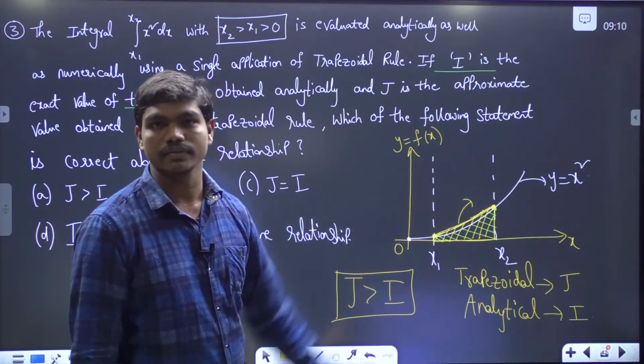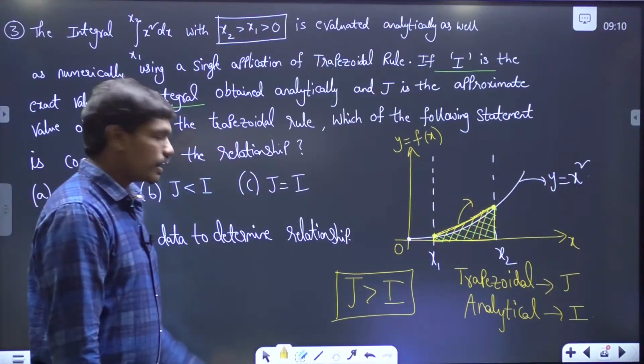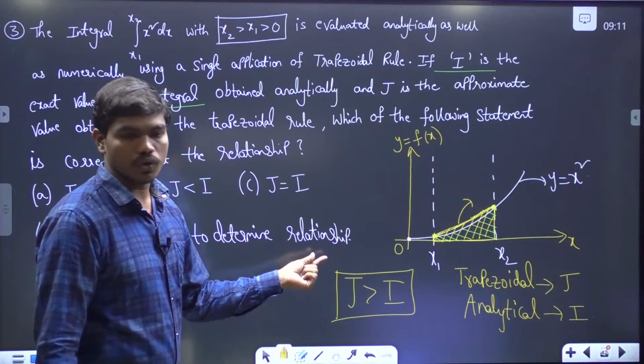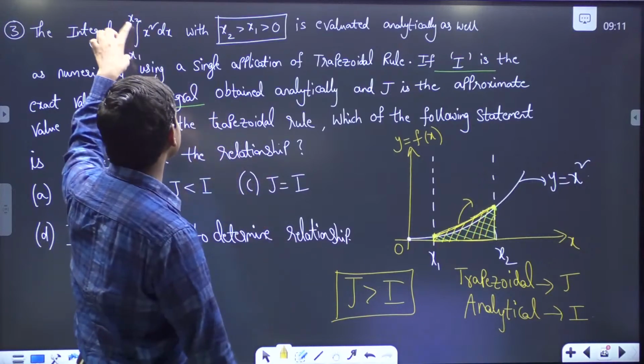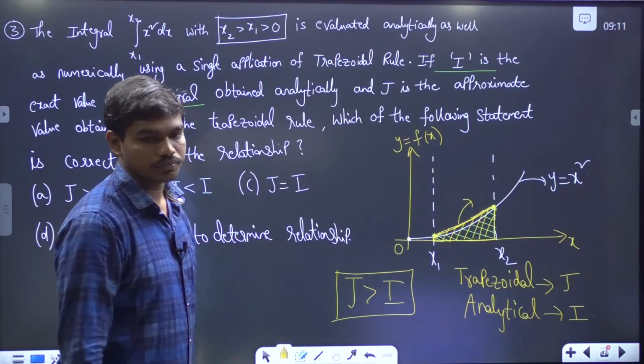And this is a previous GATE question actually. So, clear to all of you? They have also given the option of insufficient data to determine the relationship, because if you know only that formula, you don't know what x1 and x2 are, so you'll go for option D. That's the intention of them.